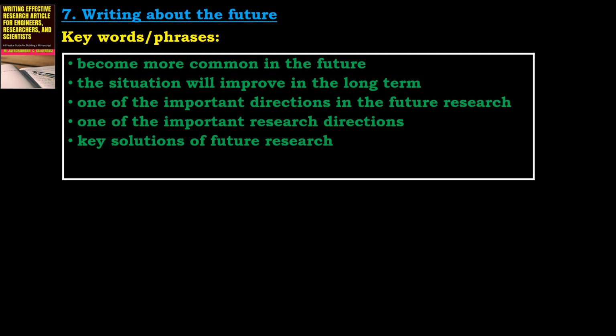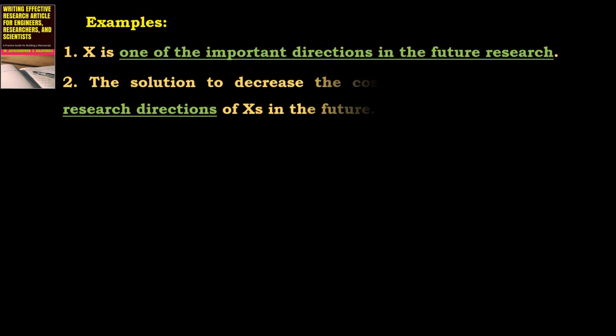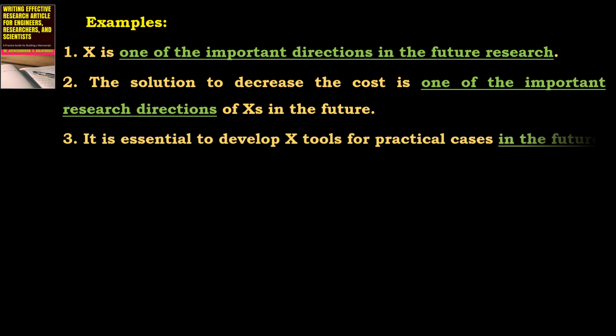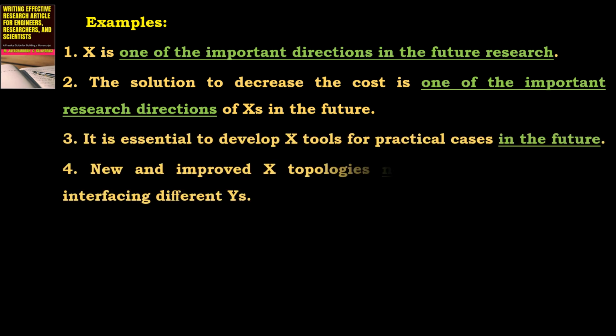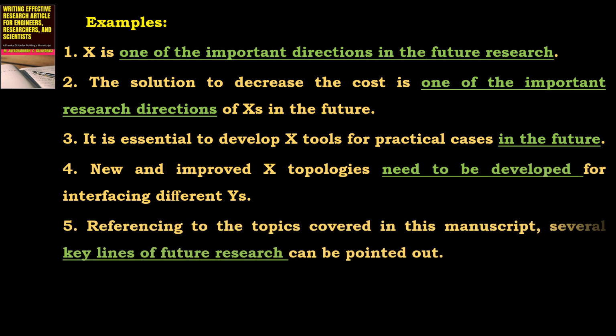Let us look at some examples where the keywords that represent future research are highlighted in green. 1. X is one of the important directions in future research. 2. The solution to decreasing the cost is one of the important research directions of XS in the future.